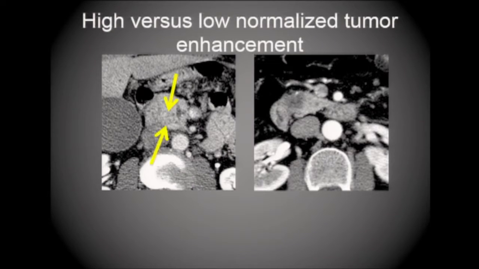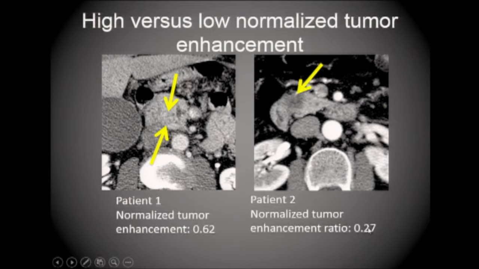Here's a few examples. This is almost isodense with the aorta. This tumor is much lower and has a lower ratio.